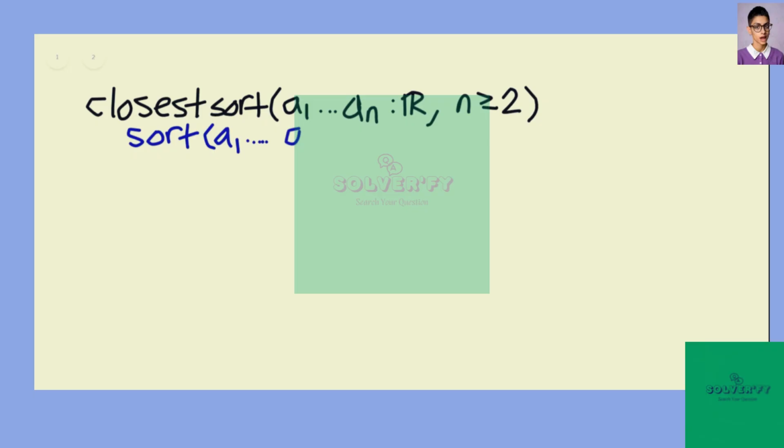And so now our list is such that A1 is less than or equal to A2, which is less than or equal to A3, so on and so forth. So I'm just going to make a little note here. Now that A1 is less than or equal to A2 all the way up to An.